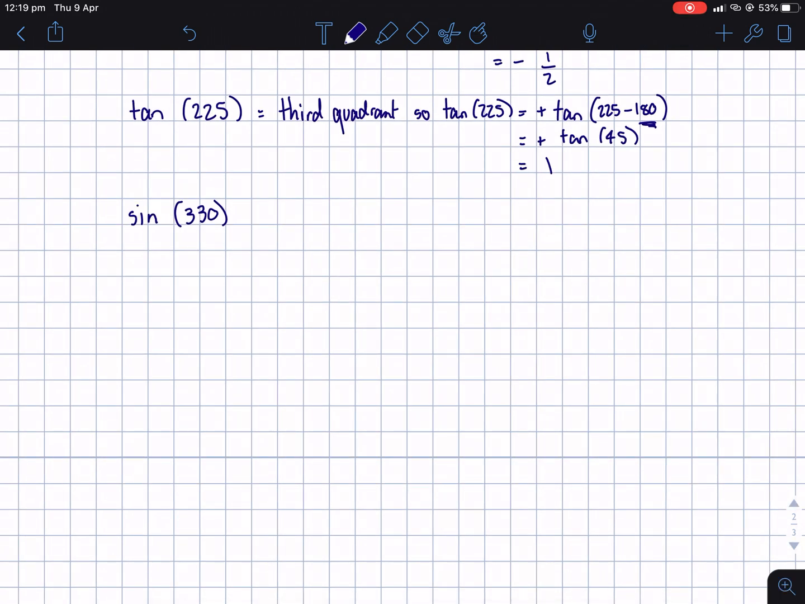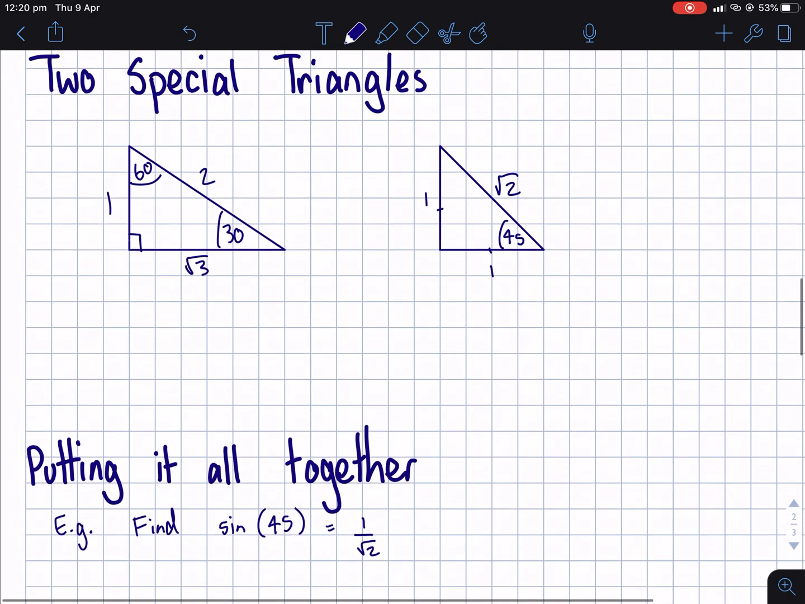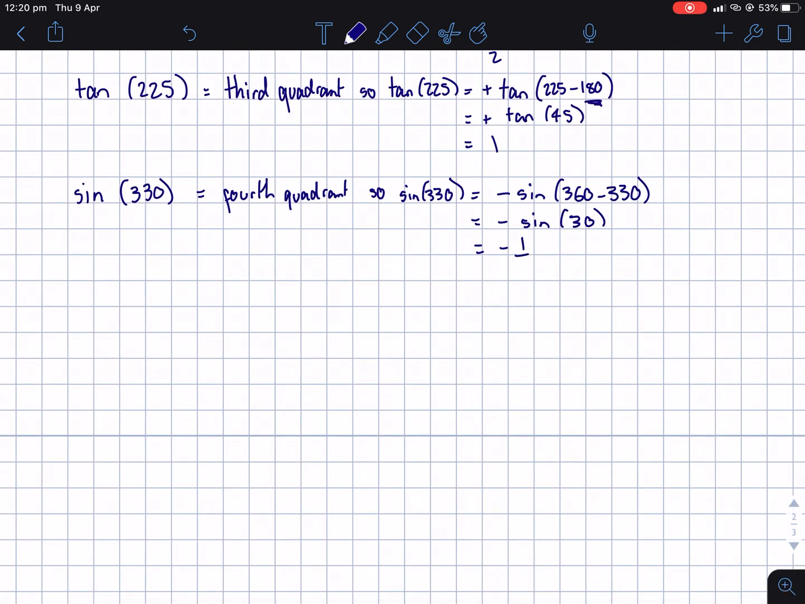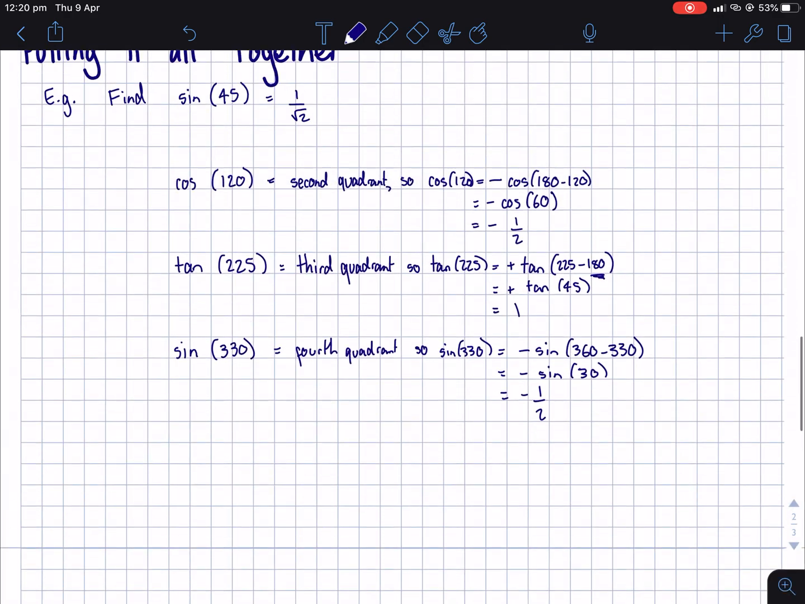So it's positive 1. Finally, sine 330, this is the fourth quadrant. So sine 330 equals, sine's negative in this one, so negative sine of 360 minus 330. So that's negative sine 30. Now if we look at our triangle, sine 30 is opposite over hypotenuse, 1 on 2. So it's negative a half. And that's kind of how you do it.